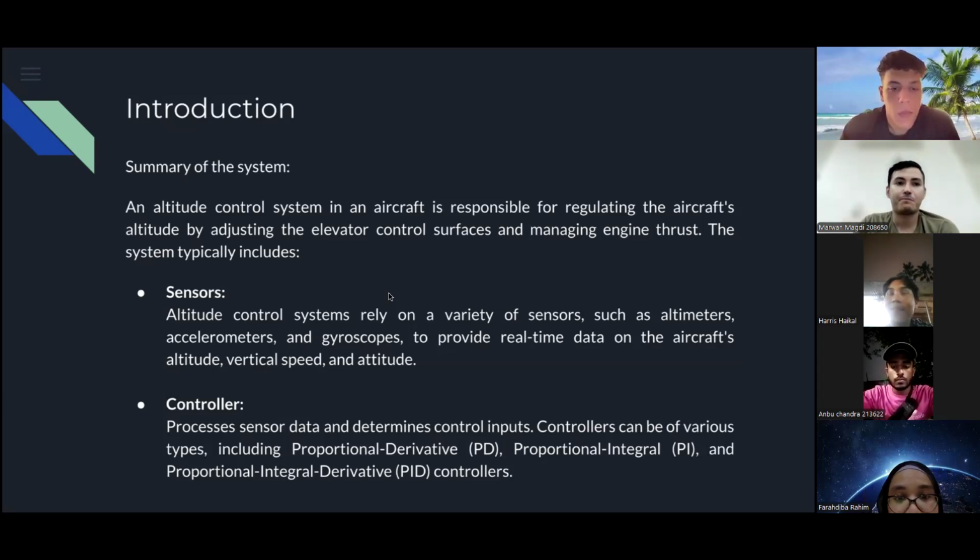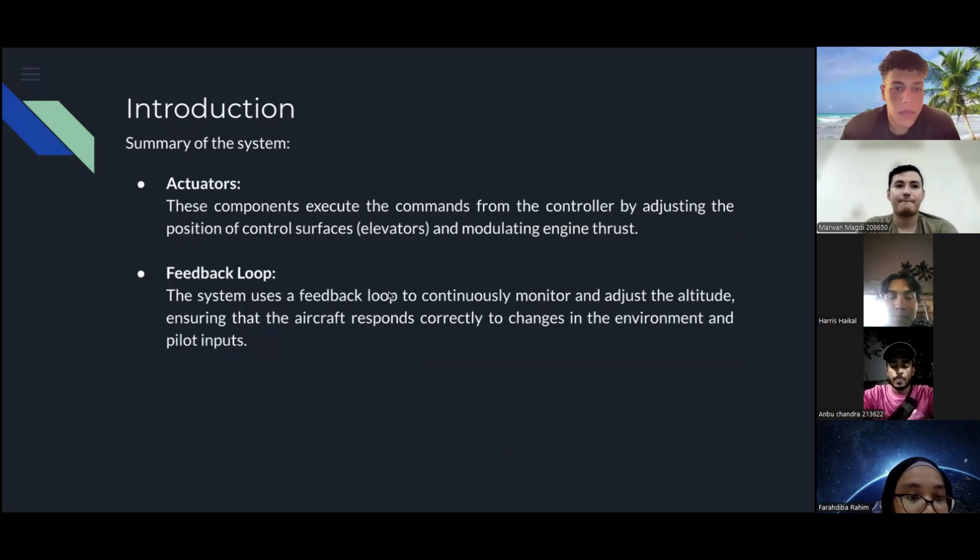Controllers can be various types, including proportional derivative, PD, proportional integral, PI, or proportional integral derivative, PID controllers. Actuators will then execute the commands from the controller by adjusting the position of the control surfaces like the elevators and modulating the engine thrust. Finally, the feedback loop continuously monitors and adjusts the altitude, ensuring that the aircraft responds accurately to environmental changes and pilot inputs. Okay, next.